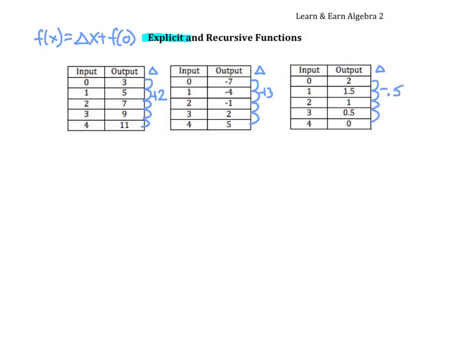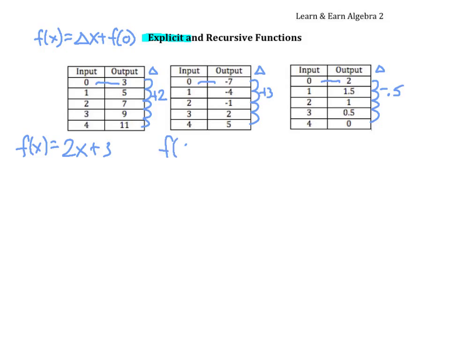Now your f of 0 is going to come from the input of 0. What do you get for your output? For the first one I get 3. For the second one I get negative 7. And for the third one I get 2. So now you need to write your function. You're going to get f of x equals delta x plus f of 0.